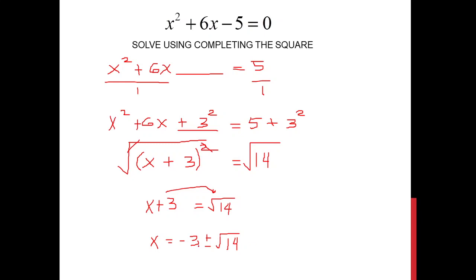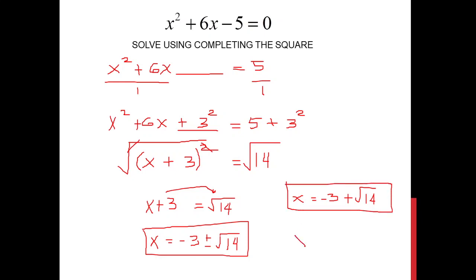So this will be our roots. We can separate this one as x is equal to negative 3 plus the square root of 14, and x is equal to negative 3 minus the square root of 14.